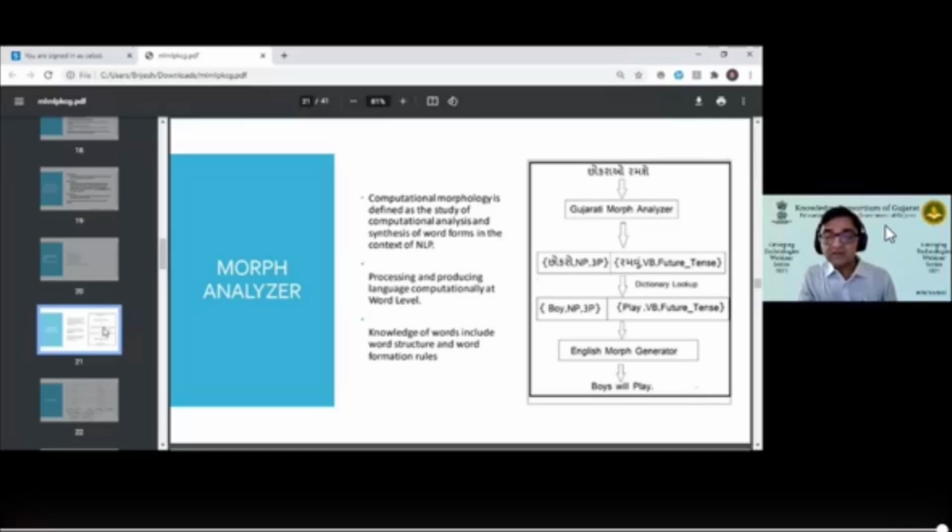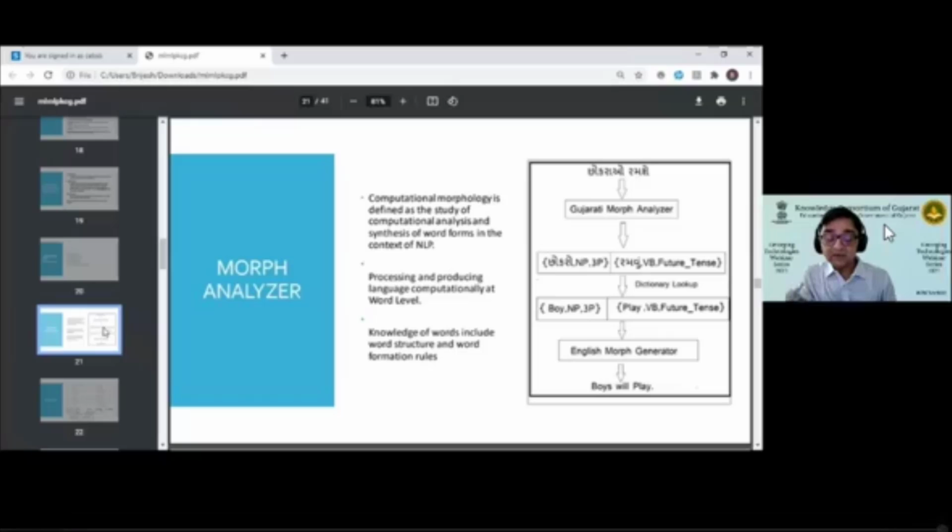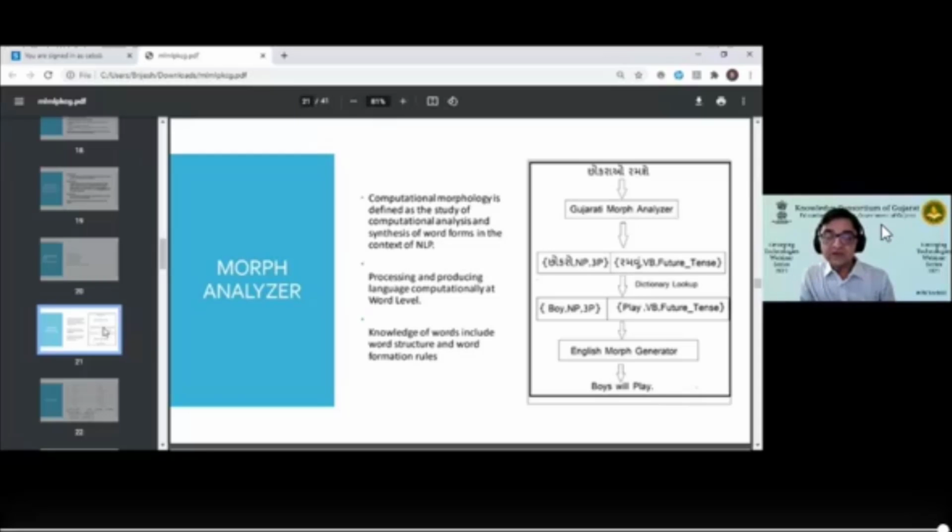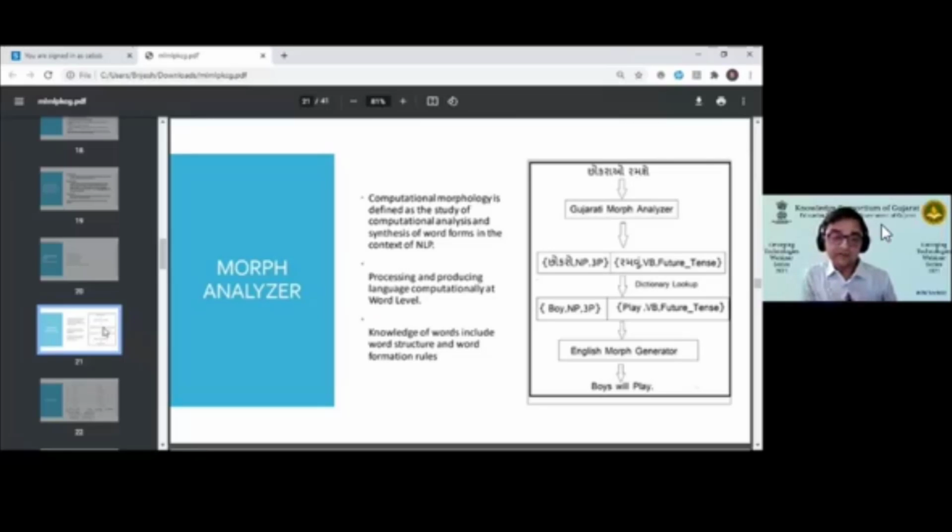Then Ramshe will get translated to "will play". So you are introducing a new word in English, "will". So Ramvu is "play", but you also figure out that since it is a future tense, you need an auxiliary verb "will", and it makes "boys will play". So this kind of simple sentences can be converted from one language to another using simple morpheme dictionary processing.